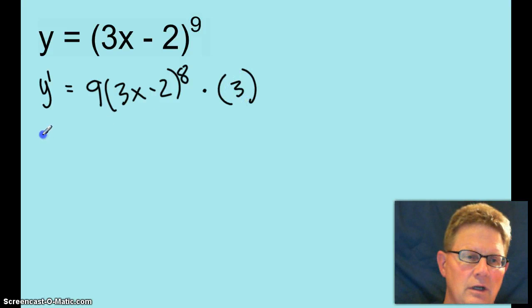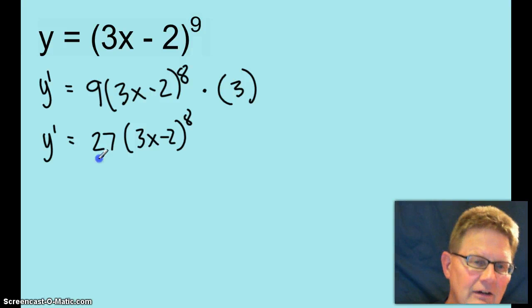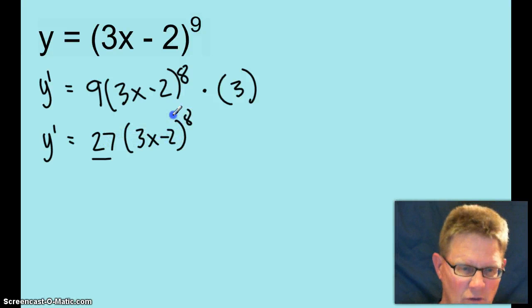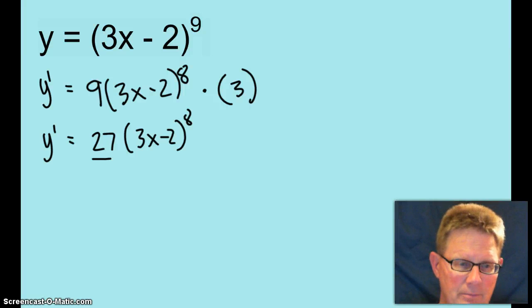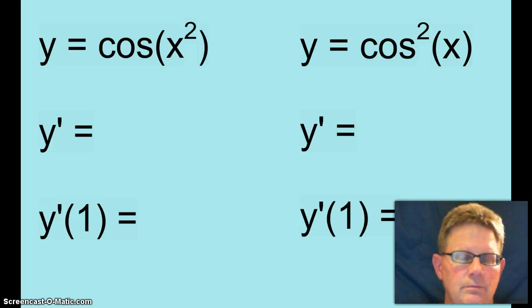So now we can clean up and say y prime equals 27 times the expression 3x minus 2 raised to the 8th power. Don't you dare try to distribute that 27 into the 3x minus 2 raised to the 8th power. That 8 has huge power over this, and you just can't distribute through that because of that 8th power. So there's your final derivative for y prime. Alright, let's go ahead and look at the next one.